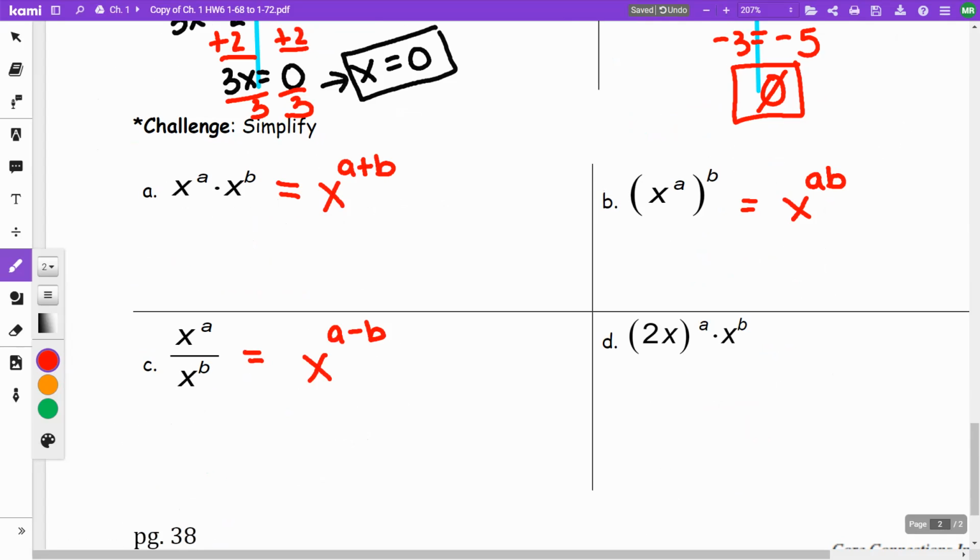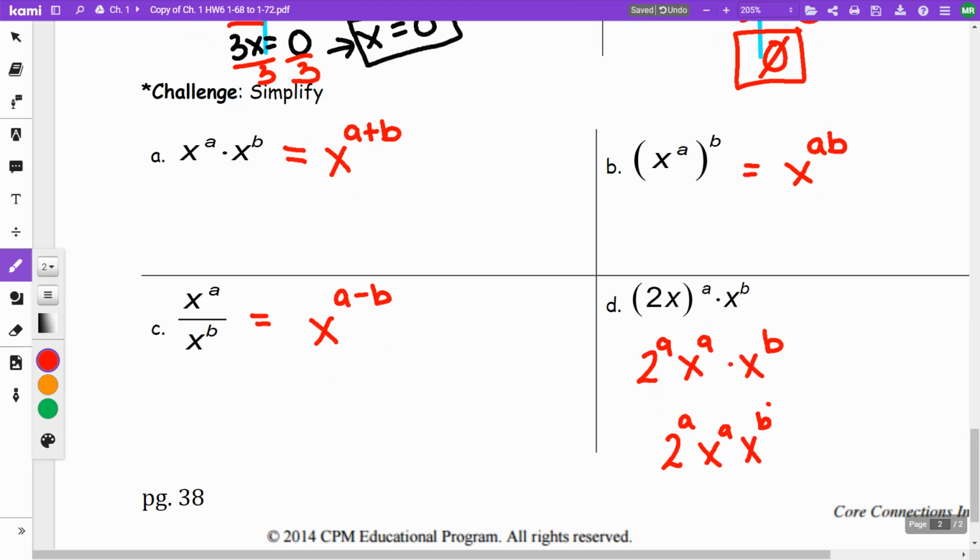Now, this one, my 2 is going to be raised to the power a, my x is going to be raised to the power a, and then I still had x to the b. So 2 to the a, x to the a, x to the b. Now I can clean this up because these are the same base. So this is going to be 2 to the a, x to the a plus b. And that will be my final answer.